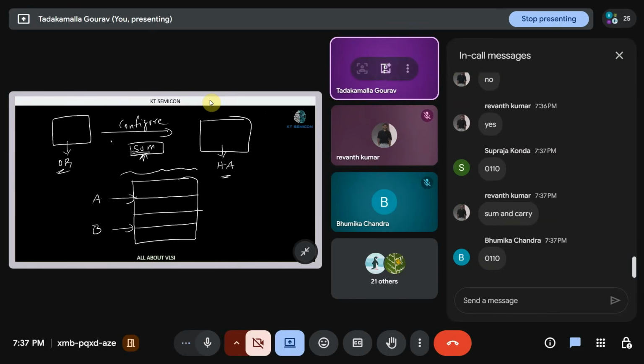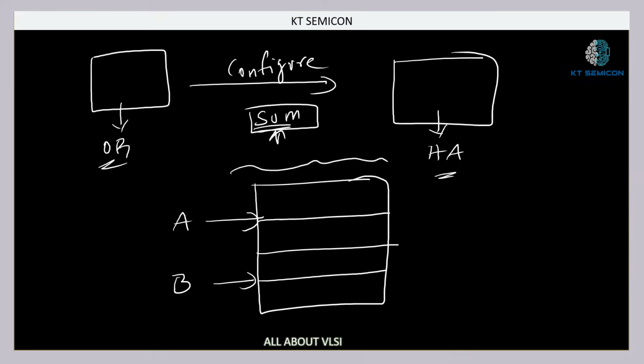What should be the elements, or what should be the data items that should be present inside this particular LUT such that I can get a particular equation for sum? Exactly, 0 1 1 0.